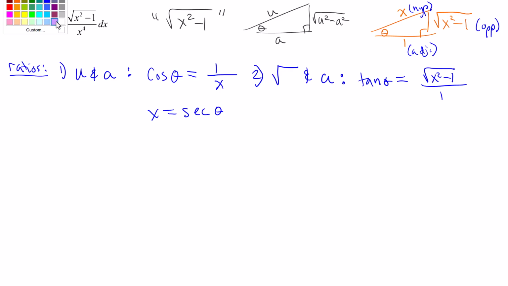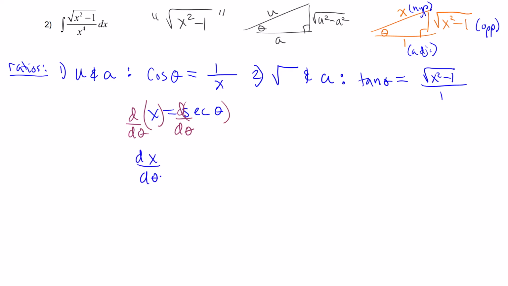And I'm going to throw this in a different color. If I want d over d theta, the derivative with respect to theta of both sides of this equation that we've now been working with, that we got from our ratio involving u and a, we'll end up with, on the left side, now that I've flipped those, dx over d theta equals, on the right side, the derivative with respect to theta of secant theta.